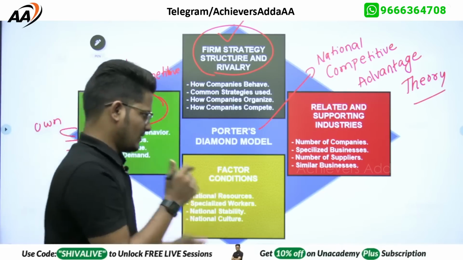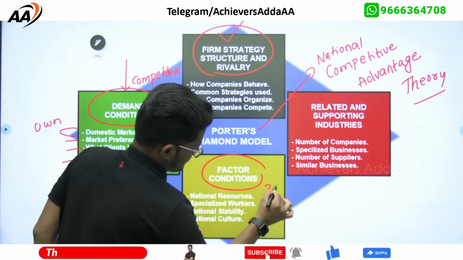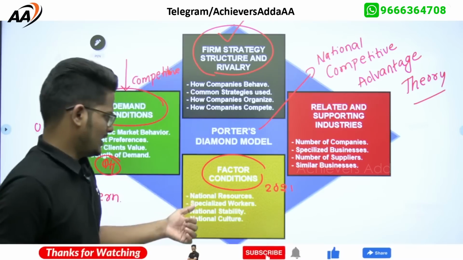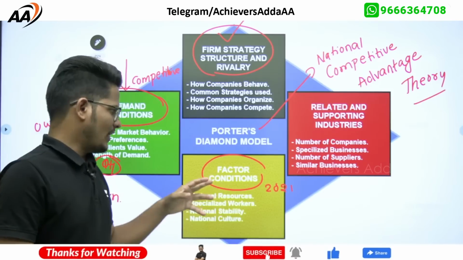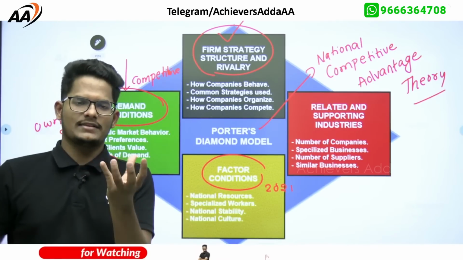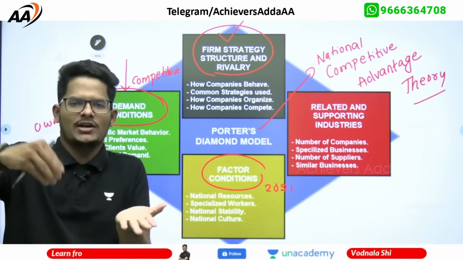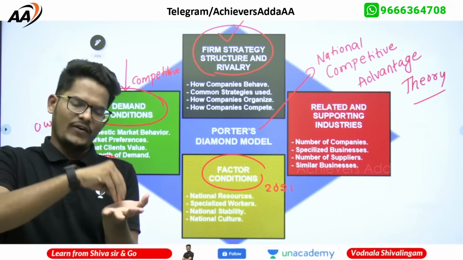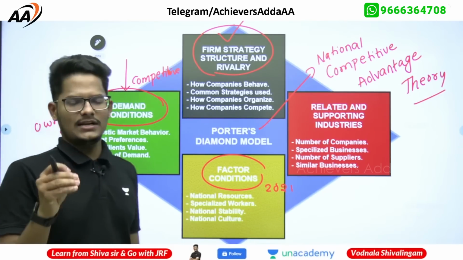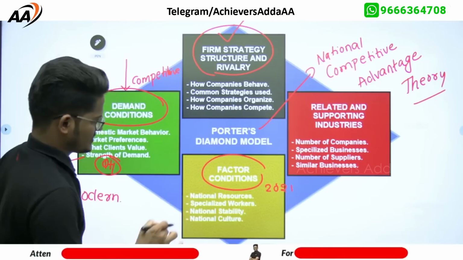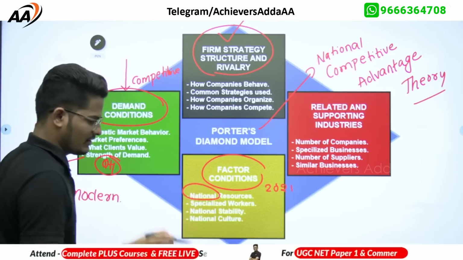Next, the third component is factor condition. This is the 2021 question from here. So national resources, factor condition means resources related. Factor itself is a resource. If any factor is limited, you cannot do the production. If factors are unlimited, then you can do the production. Factors are sufficiently or abundantly available to the production process. That is the national resources in our country.